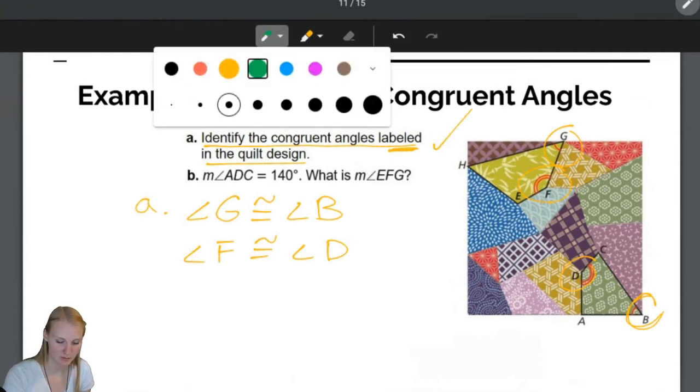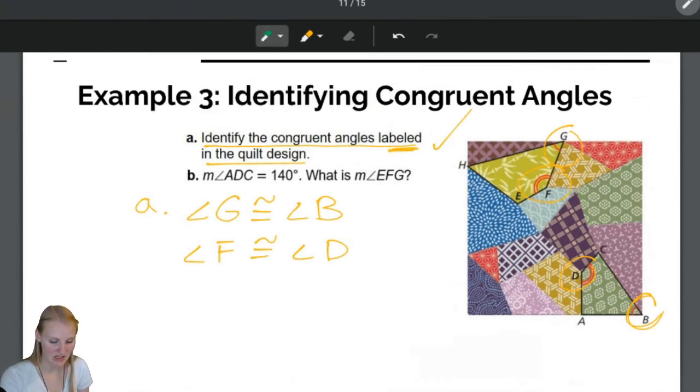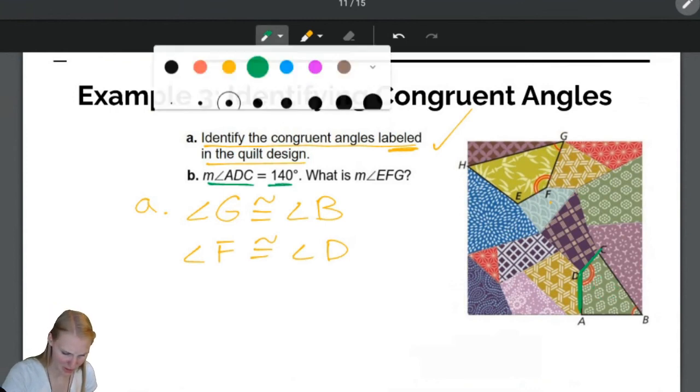Let's get a new color. Part B. It says the measure of angle ADC is 140 degrees. So let's see. Let's find ADC. ADC is right here. So this... Oh, that is so hard to read. Let's get a different color in here.